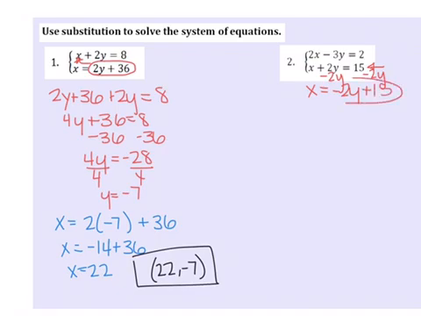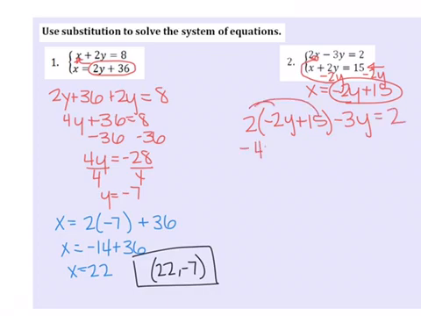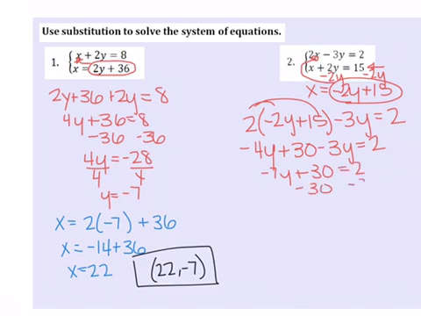So now I'm going to take this and I'm going to plug it into the top equation I haven't touched yet for the x value. So I get 2 times negative 2y plus 15 minus 3y equals 2. So we need to distribute first, so negative 4y plus 30 minus 3y equals 2. Now we're just going to combine our like terms. So negative 7y plus 30 equals 2. Subtract 30. So negative 7y equals negative 28. So y is going to equal 4.